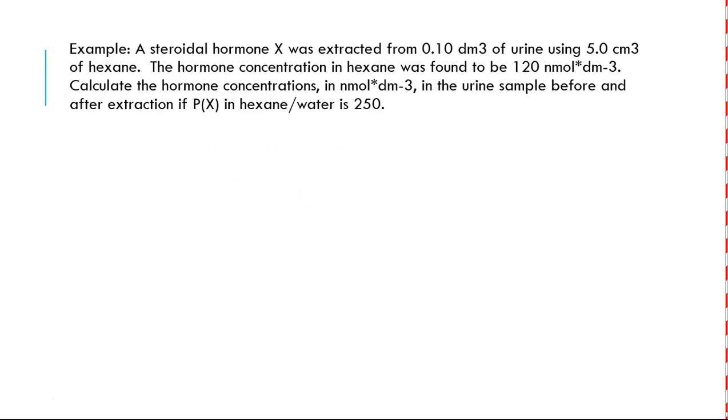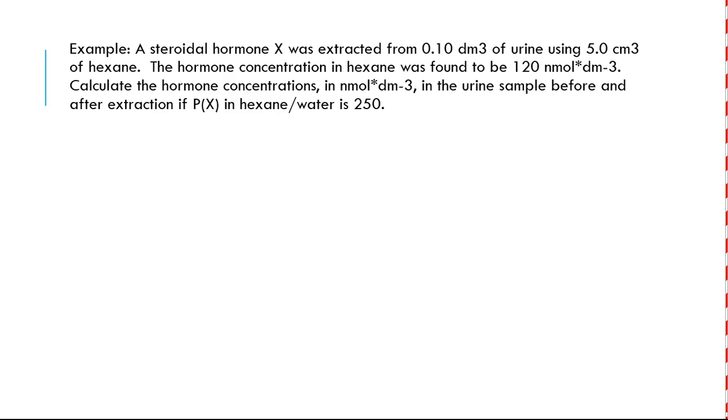All right, so here's an example problem. So this says that we're trying to basically figure out the concentration of a steroidal hormone X. It was extracted from 0.1 decimeters cubed of urine using 5 milliliters or centimeters cubed of hexane. So basically we have a sample, we add a little hexane, we shake it up really well, and then we can measure the concentration in the hexane layer.